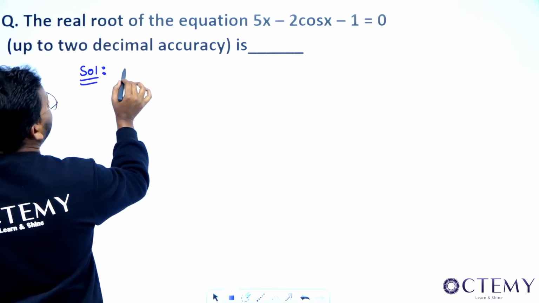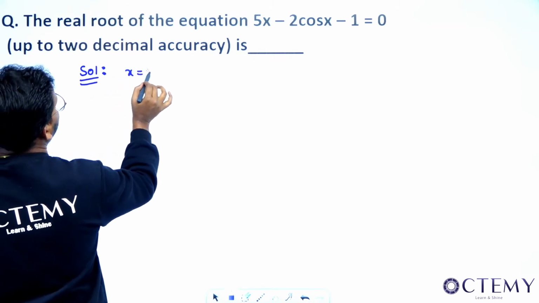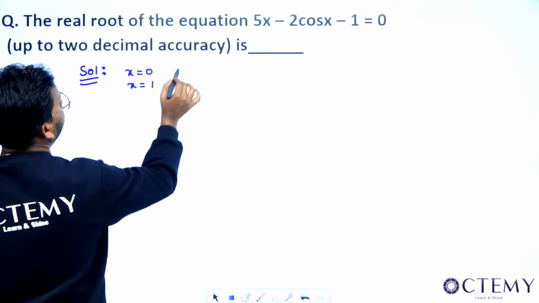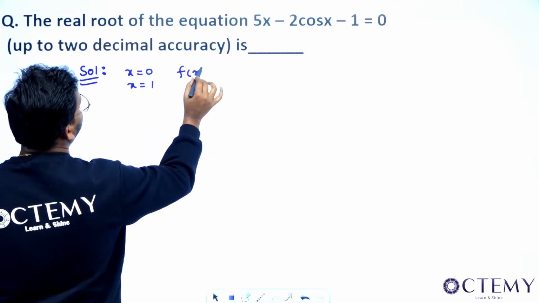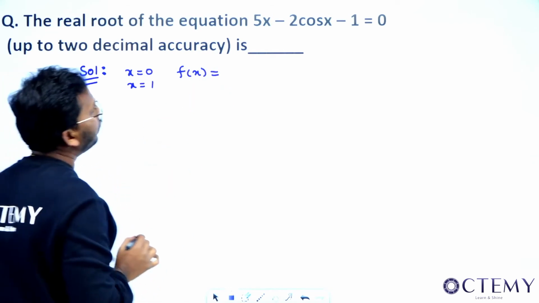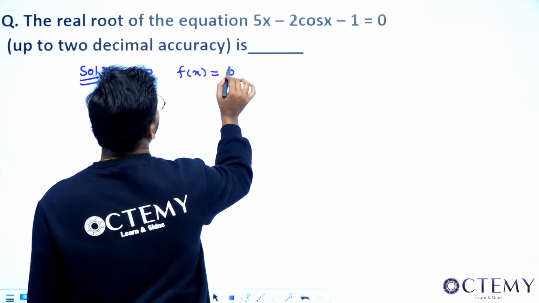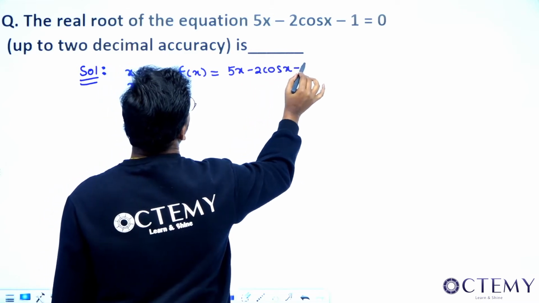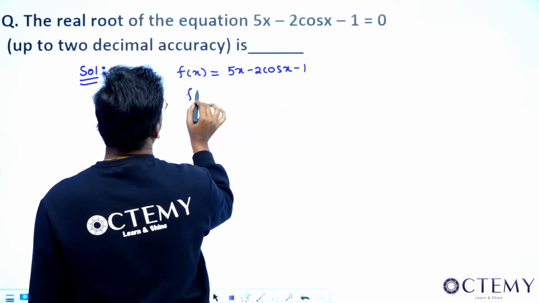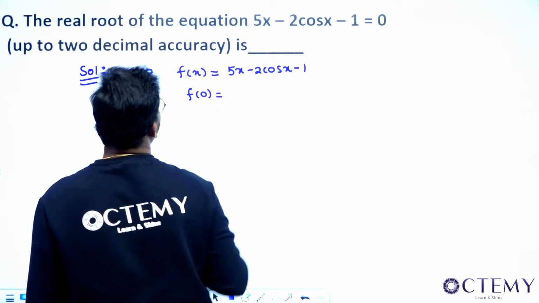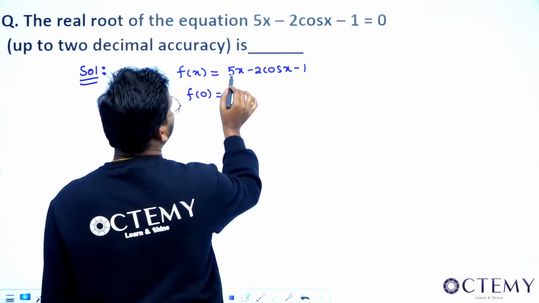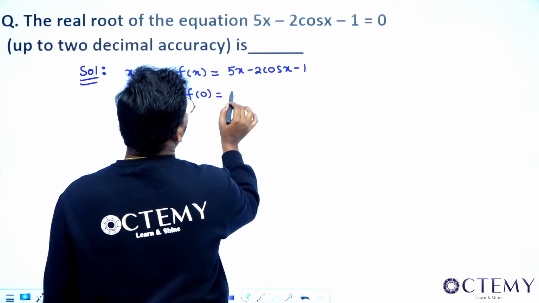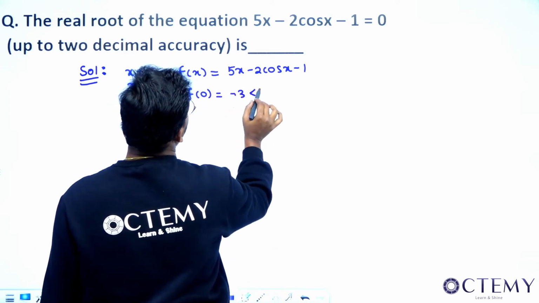So let me take x is equal to 0, x is equal to say 1. If I put x is equal to 0, what is my f of x, sir? My f of x is basically 5x minus 2 cos x minus 1. So if I do f of 0, what will I get, sir? If I put f of 0, this will become 0. Cos 0 is basically 1. So it will become minus 3, which is less than 0.